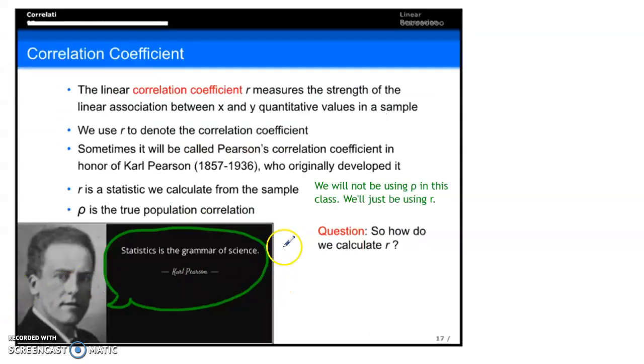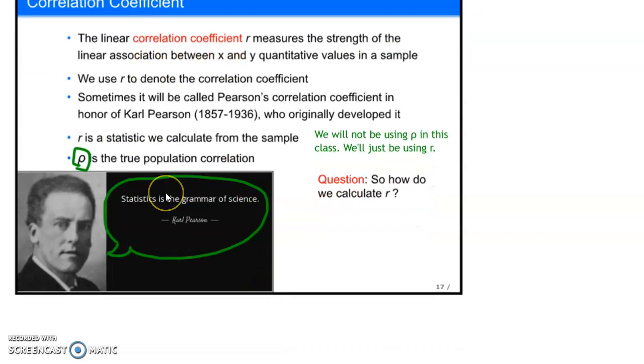This is Karl Pearson. He believed that statistics was the grammar of science, and I believe that he is correct, so we both believe that. The linear correlation coefficient measures the strength of the association between x and y. We're not going to be using this symbol in this class. This is the Greek letter rho. It kind of looks like a P, but trust me, it's rho. We're going to be using r, which is a statistic. We're going to be looking at data and trying to figure out how well that statistical data from a sample fits an idealized version of that data, in other words, fits the average of those data.